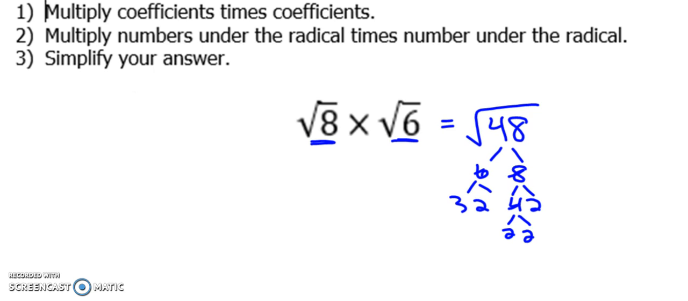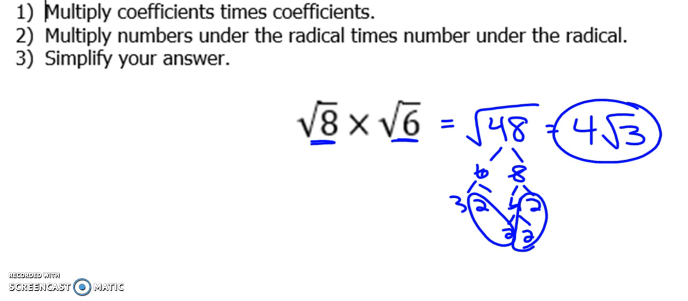I know I'm circling pairs because it's a square root. And since I have two groups of 2, 2 times 2 gives me 4, and I have a 3 left over. So my final answer is 4 times the square root of 3.